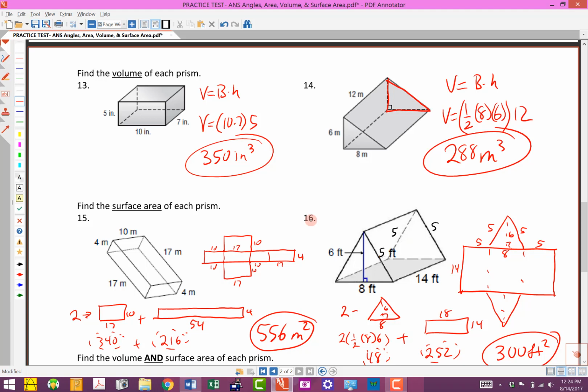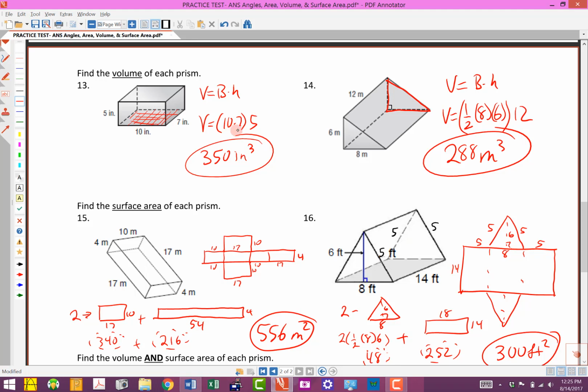Let's take a look at number 13. 13 says find the volume of the prism. You'll notice that we've got the general volume formula for a prism. It's that big capital B times H. That's the area of the base times the height. So the area of the base is this right here. We want to figure out how many squares we can fit along here. So that would be 7 times 10. We just find the area of that rectangle down there. 7 times 10, and then we times that by 5. We get 350 cubic inches.